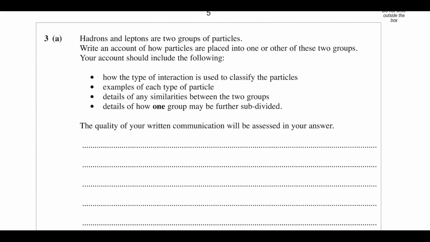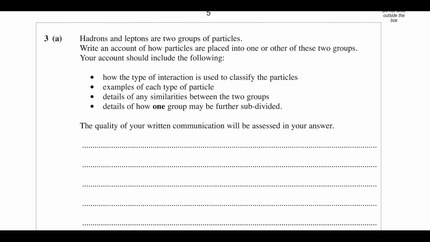Let's move on. Okay, so we've got a 6-mark question for this paper. Hadrons and leptons are 2 groups of particles. Write an account of how the particles are placed in one or the other of these groups, and we should include how interaction classifies them, examples, details of any similarities, and how one of the groups can be further subdivided.